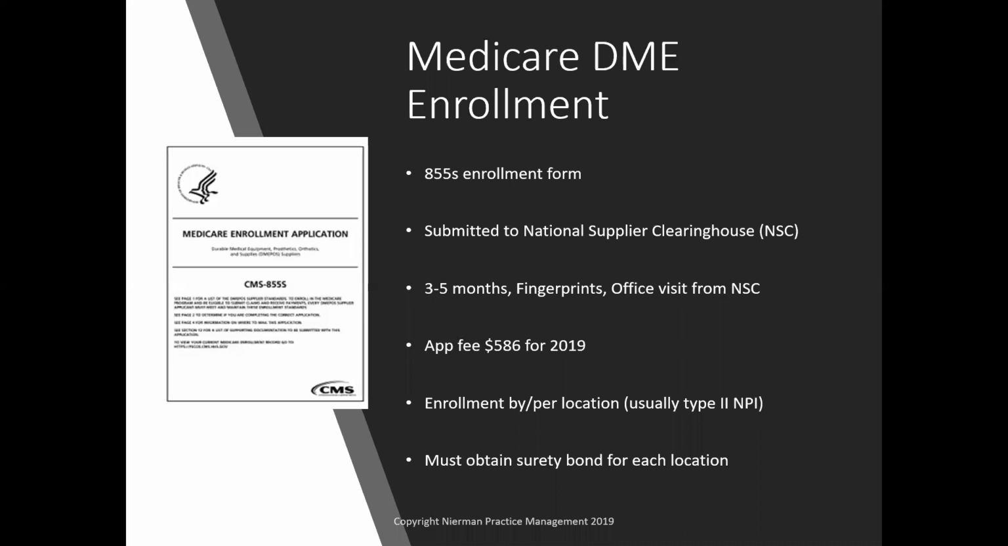Now, to become a DME supplier, you must enroll in a form, the 855S, supplied to the National Supplier Clearinghouse. It takes at least 3 months, if not 5. They do want fingerprints.